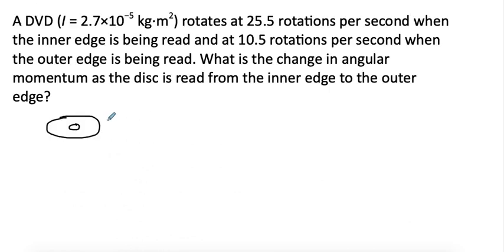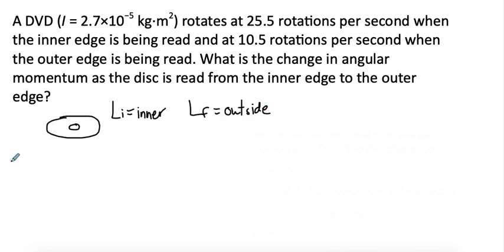So for the last example here, we're looking at a DVD player rotating. So the DVD rotates at 25.5 rotations per second when we're looking at the inner edge, okay, and it is rotating at 10.5 rotations per second when we're looking at the outer edge. So what is the change in angular momentum as the disc is read from the inner edge to the outer edge? So let's label the inner edge as our initial angular momentum, and let's label the outside edge our final momentum.